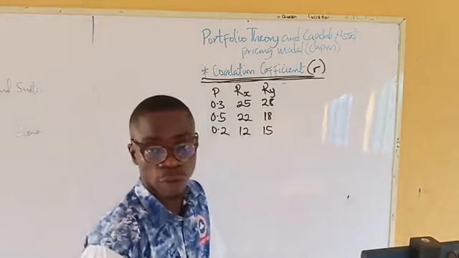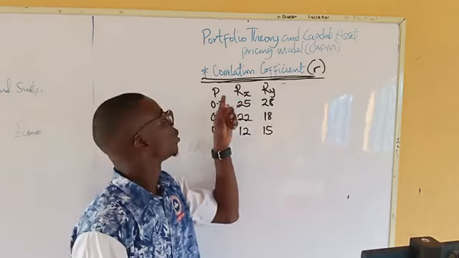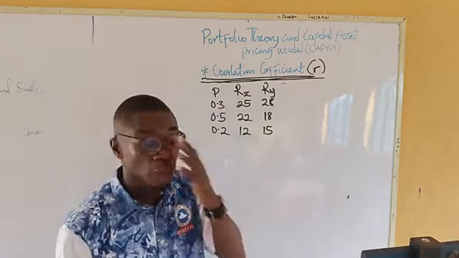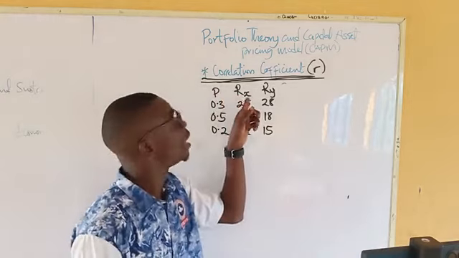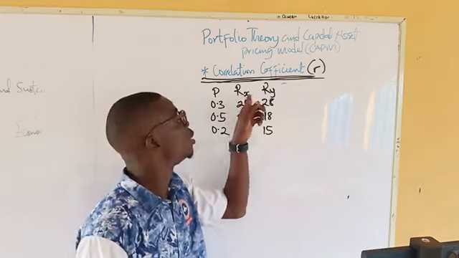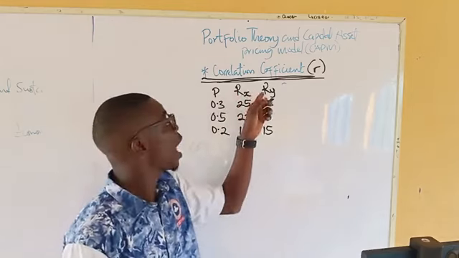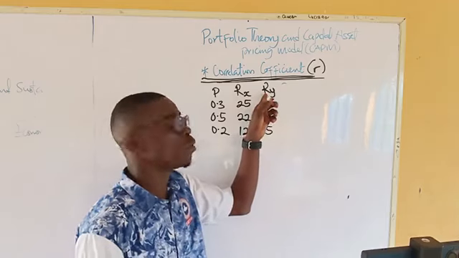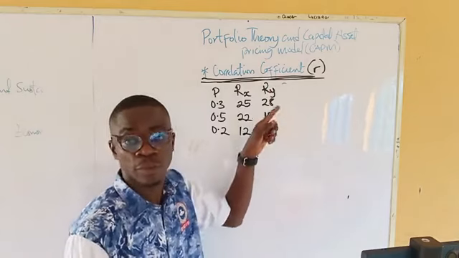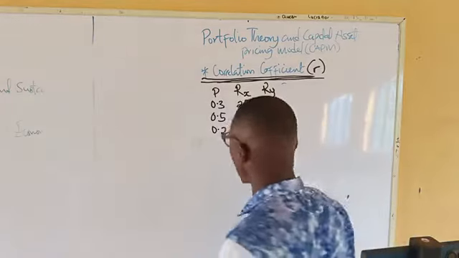Now look at this. We have return. This is the probability. This is the joint probability distribution. This RX represents the return on investment X, and RY represents the return on investment Y. They now say you should look for the correlation coefficient. Am I communicating now?